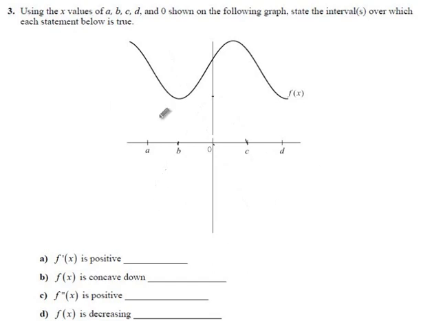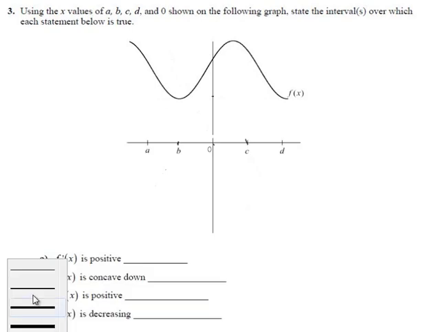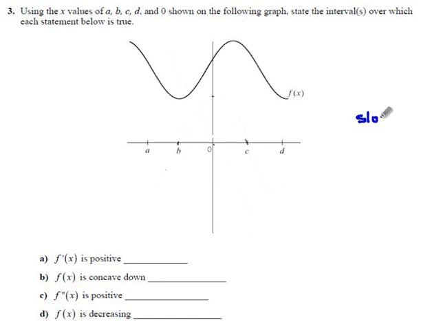Okay, here is our original function f of x. It looks sort of sinusoidal. We're not sure it's a sinusoid, but it's got that general wavy shape. And let's see what we can figure out about it. First thing they ask is where is the first derivative positive, which means where is the slope positive? In other words, where is the function increasing, or where is it going uphill?